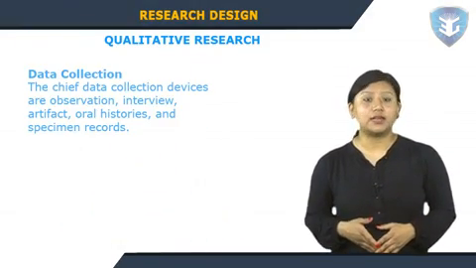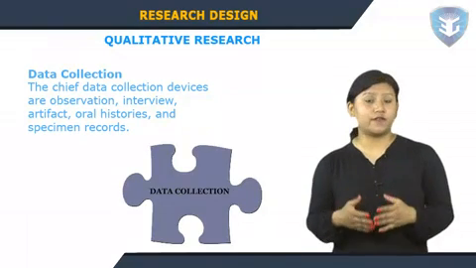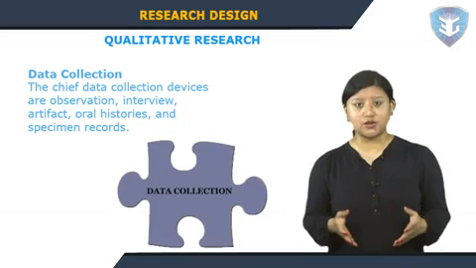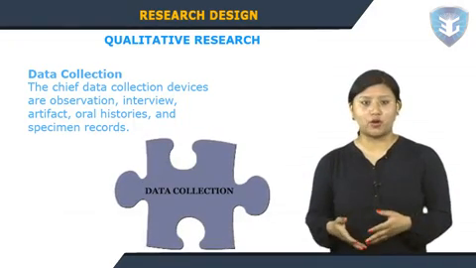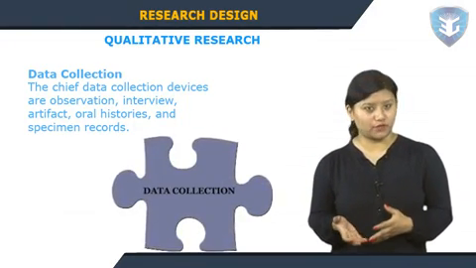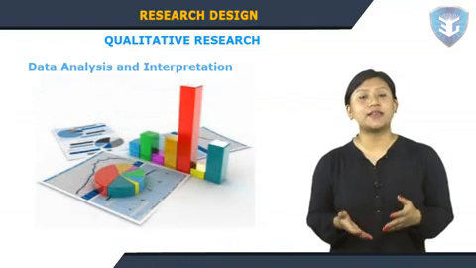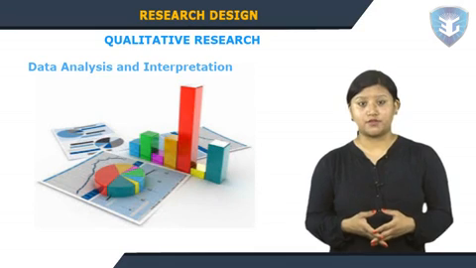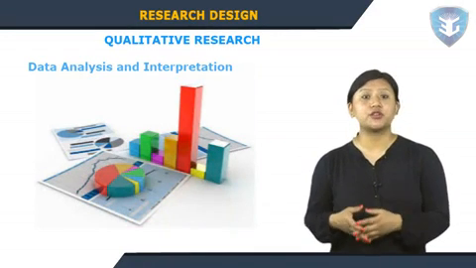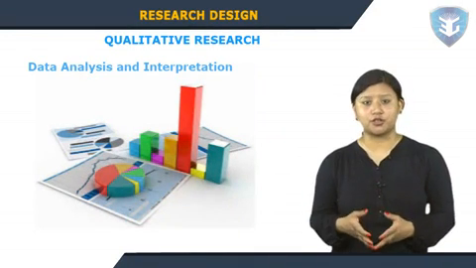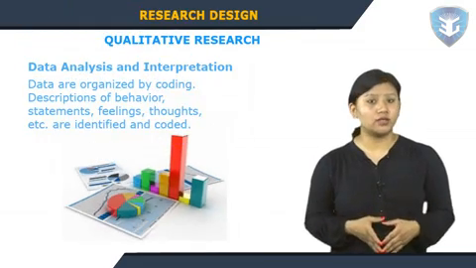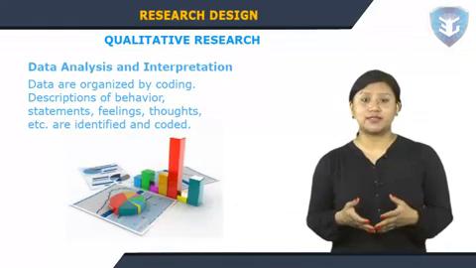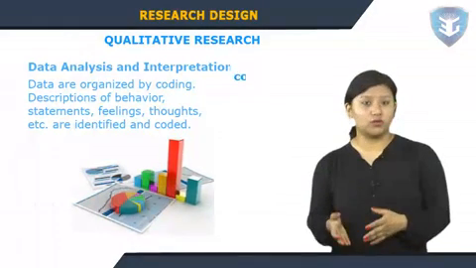Data collection. The chief data collection devices are observation, interview, artifacts, that is records and documents, oral histories, and specimen records, that is behavior recorded through observation. Data analysis and interpretation. Data analysis and collection are iterative. Data must be organized and reduced, data classification and reduction. Data are organized by coding. Descriptions of behavior, statements, feelings, thoughts, etc. are identified and then coded.